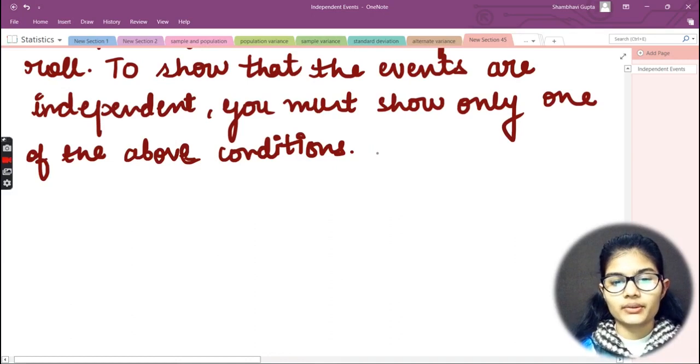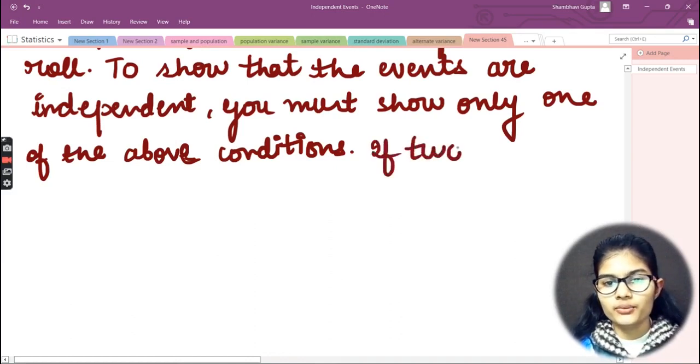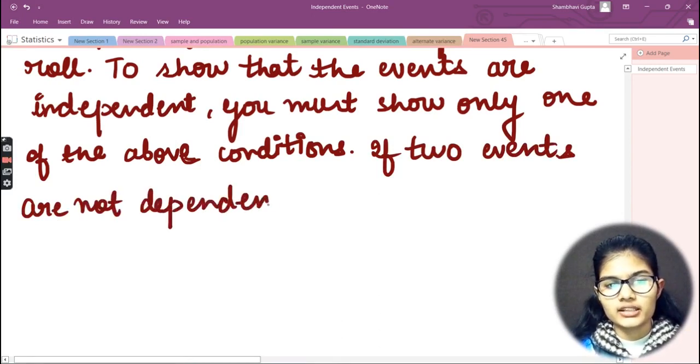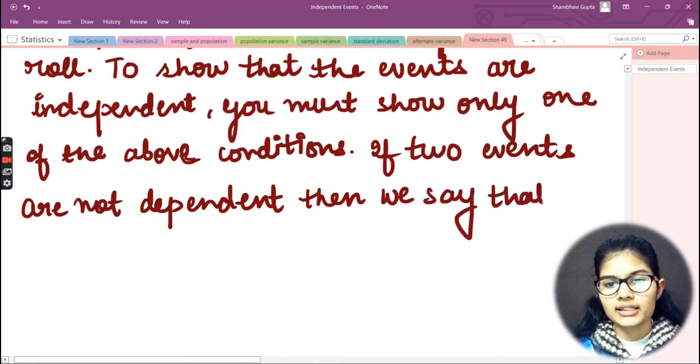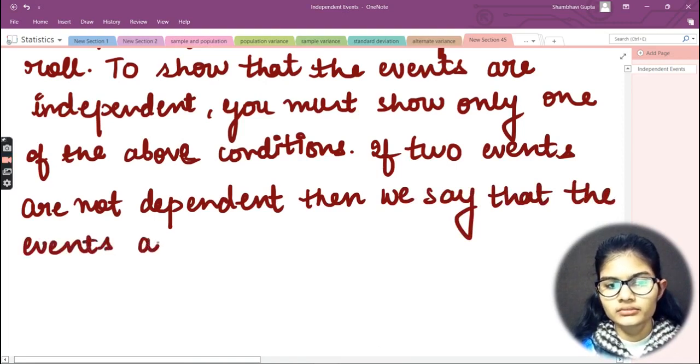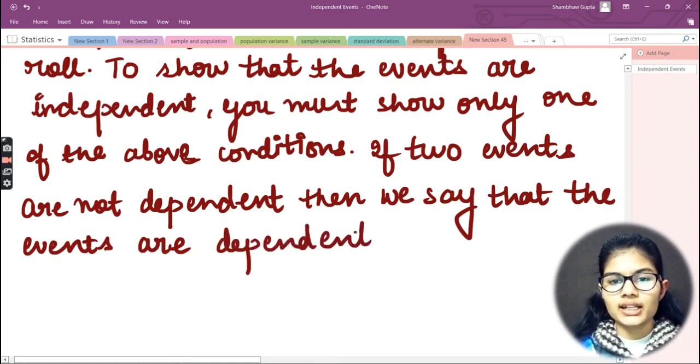Okay, so here goes, I would just write that out: if two events are not independent, then we say that the events are dependent. Okay, so in that case, if the two events are not independent, in that respective case we say that the events are dependent.